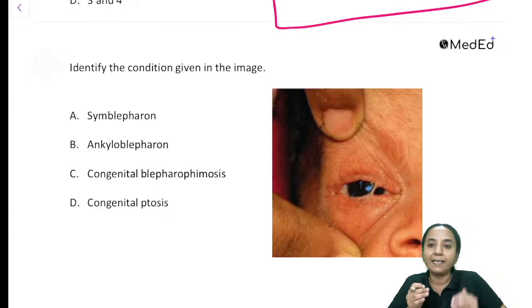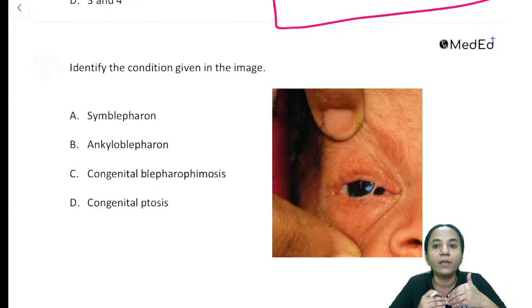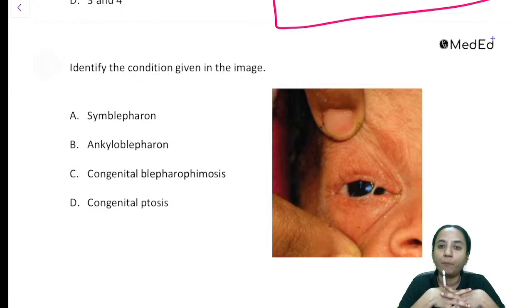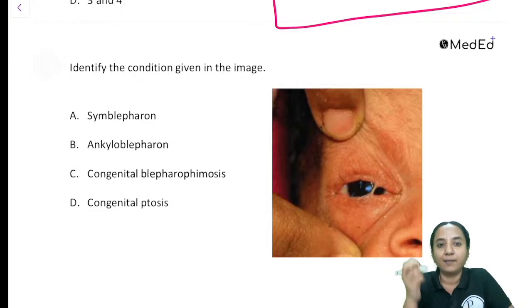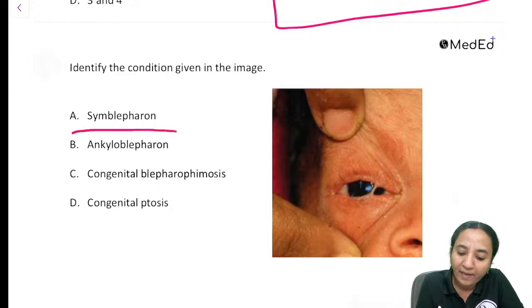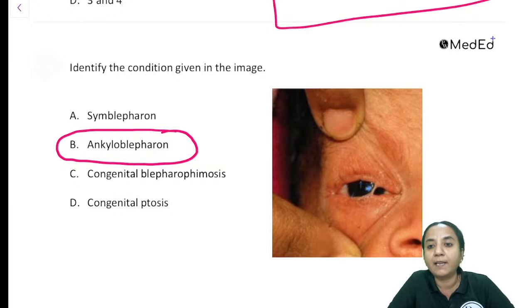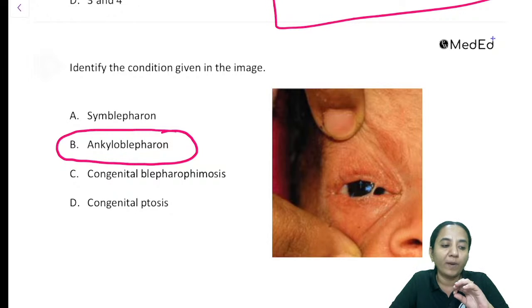We see that there is a fusion between the two lids, right? So see, there is a fusional band which is connecting the upper lid and the lower lid. This is called ankyloblepharon. So what is ankyloblepharon? Ankyloblepharon means that there is a fusion of the lids. It may be partial, as in this case, or it may even be complete also. So this is ankyloblepharon. I'll just take the opportunity of this question to show you a couple of other images.